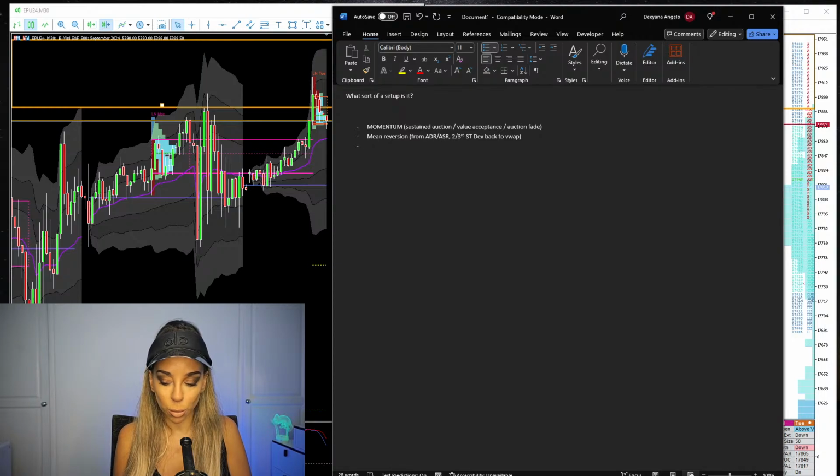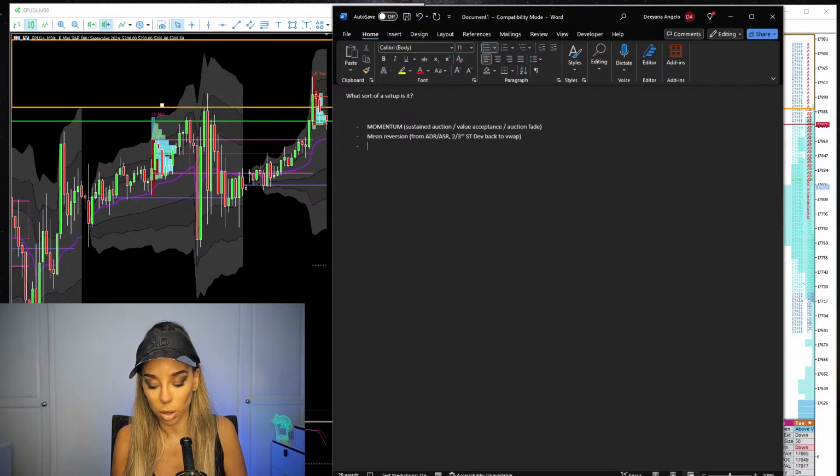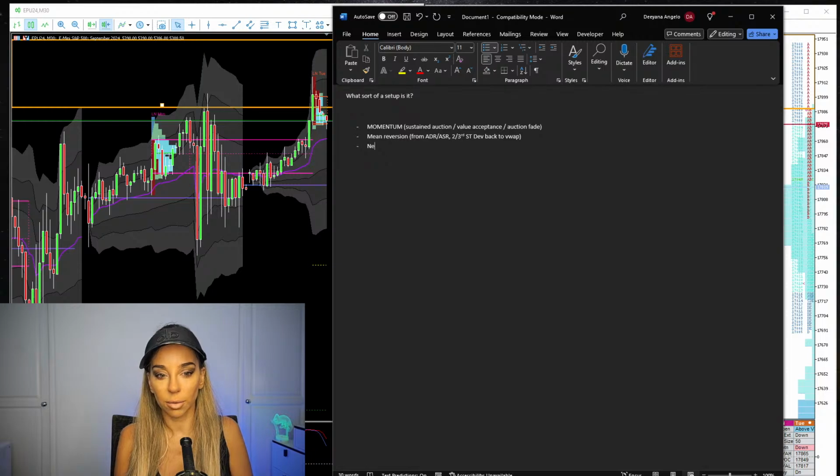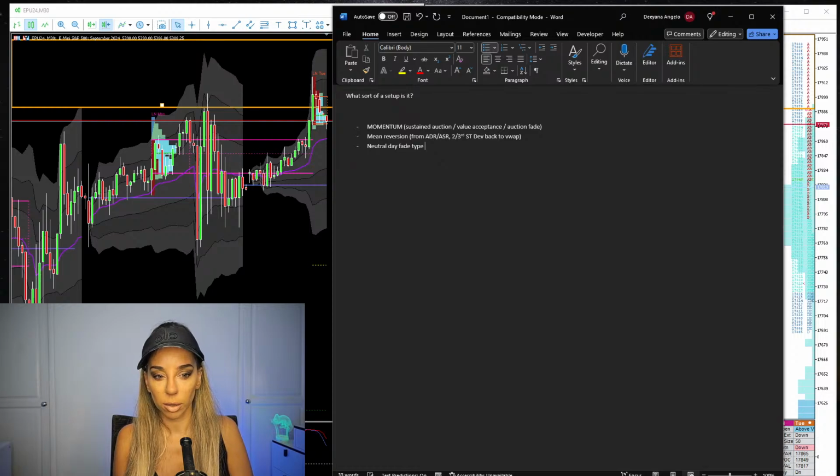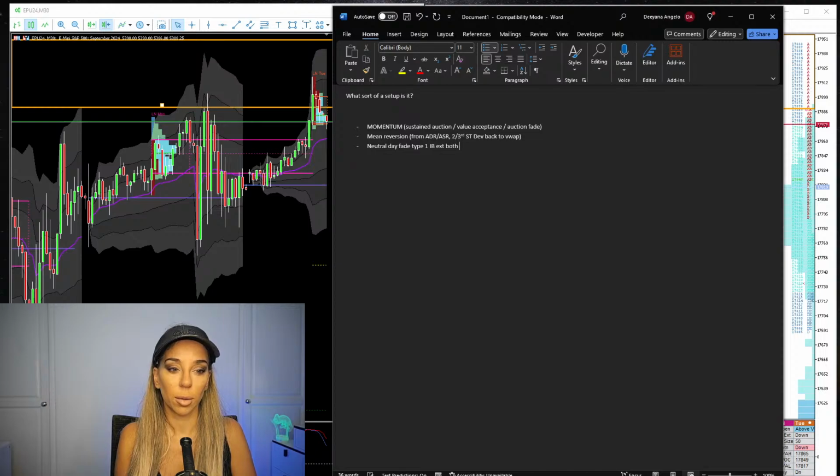Now, again, for those you can have a couple of options. You can have a neutral day type with the extensions on both sides of the initial balance, but you can also have quieter days that are also range bound that have the extension of the initial balance only to one side. These are typically called responsive activity setups. So neutral day type 1 would be IB extensions both sides.